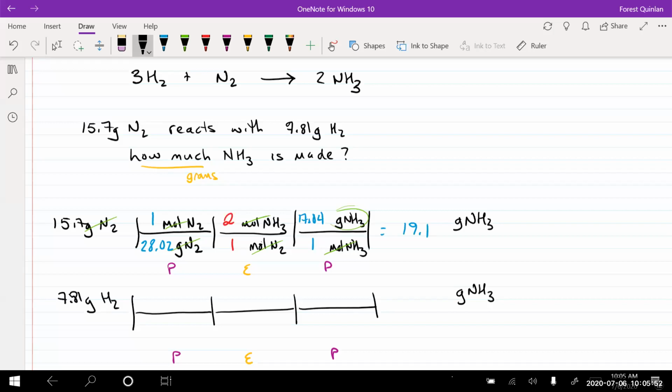Let's do the same thing down below. Grams of hydrogen are on top. Let's put those on the bottom to get rid of them. Let's turn them into moles of hydrogen. We don't want the moles of hydrogen on top. We'll put them on the bottom. Moles of hydrogen, and we'll convert them to moles of ammonia. And the last step should look exactly the same. We're ending at the same place.